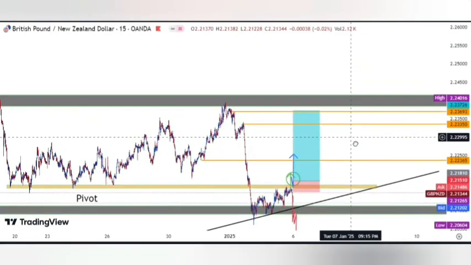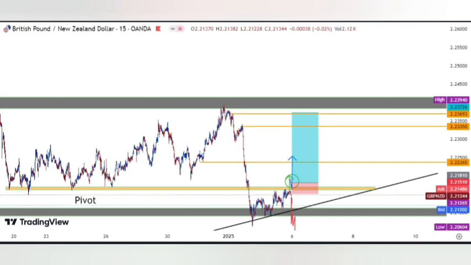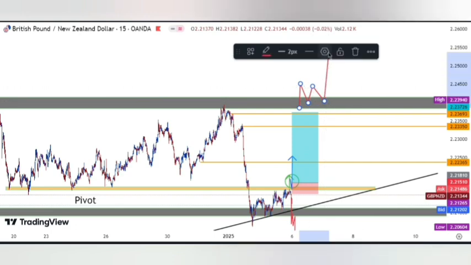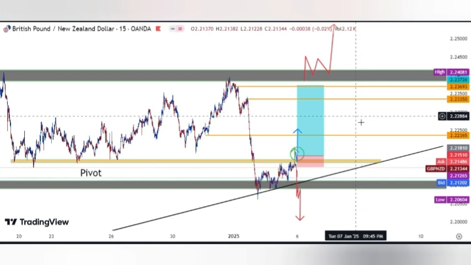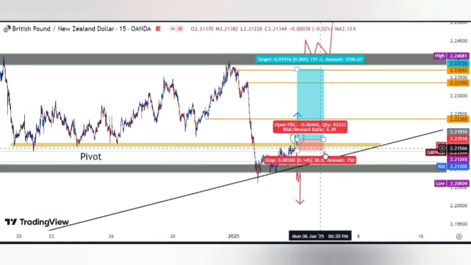Now again, if the price breaks above here, you wait for a proper retest, and you can continue buying all the way to the upside. So this is how you would enter this market.